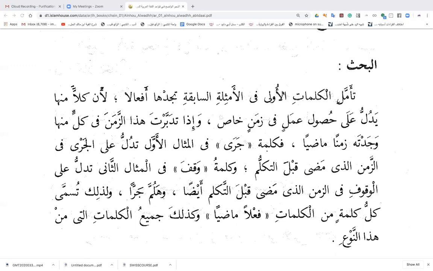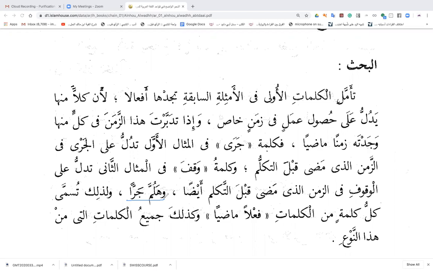وهلم جرى. This is an important phrase, mashallah. You find it sometimes in a lot of texts. هلم جرى is اسم فعل. It's a word that means "and so on and so forth."